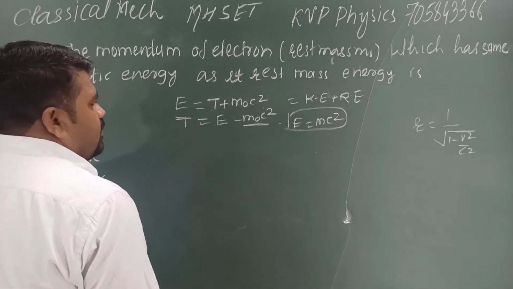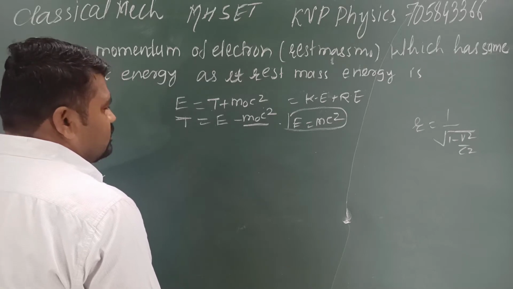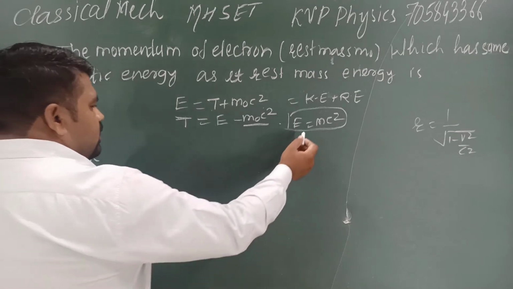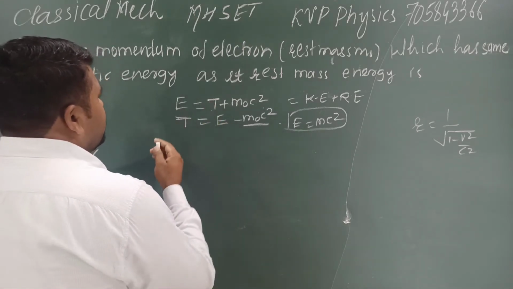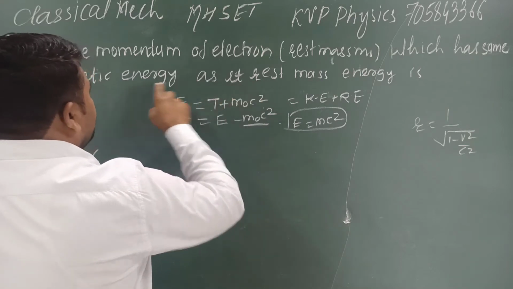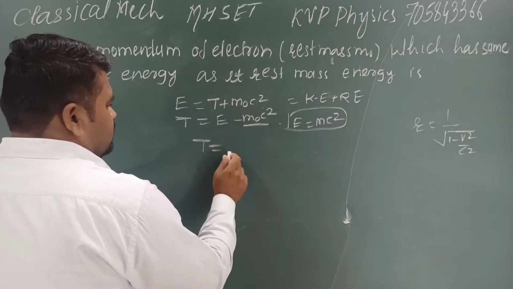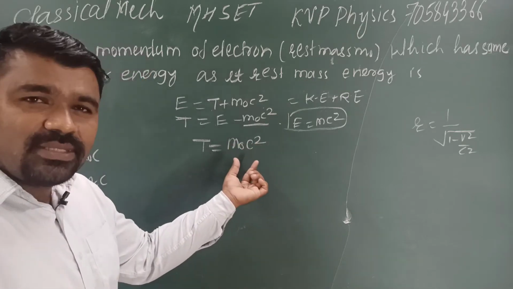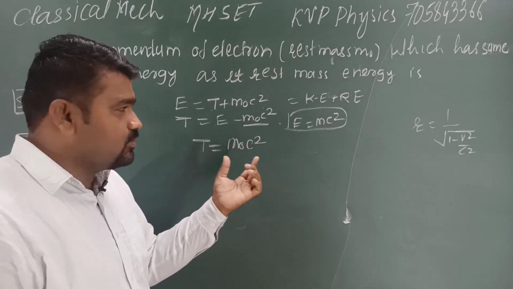Length decreases, not increases. Mass increase is equal to m0 c square. Now shift to the given condition. Kinetic energy is equal to rest mass energy, means T is equal to rest mass energy. What is the rest mass energy? m0 c square. And kinetic energy T is equal to m0 c square.